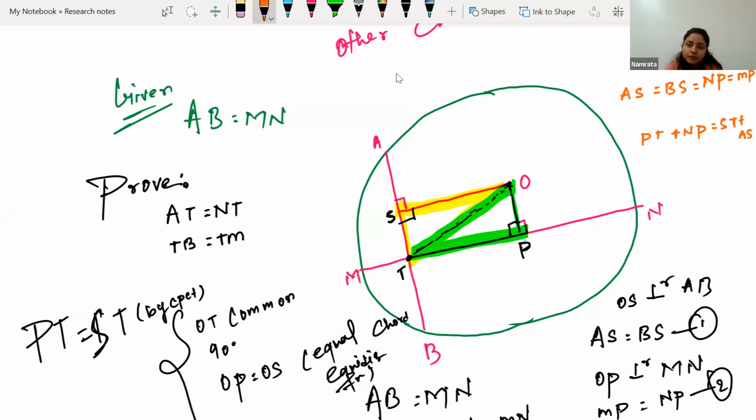Can we say that? We are just adding equals. This and this are equal, and here we are adding equals on both sides. We are using this starred relation, PT is equal to ST. On one side we are adding NP, on the other side we are adding AS. Why? Because AS and NP are both the same. Equals added to equals give equal wholes. That's what Euclid said, right?